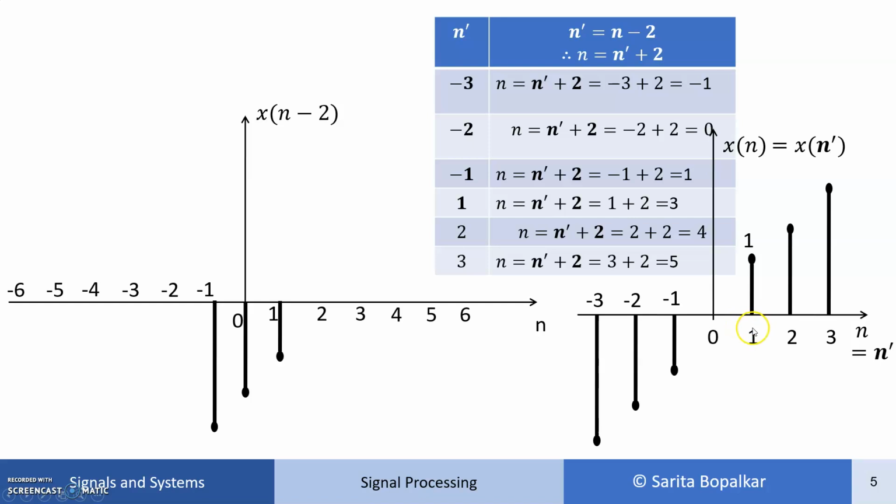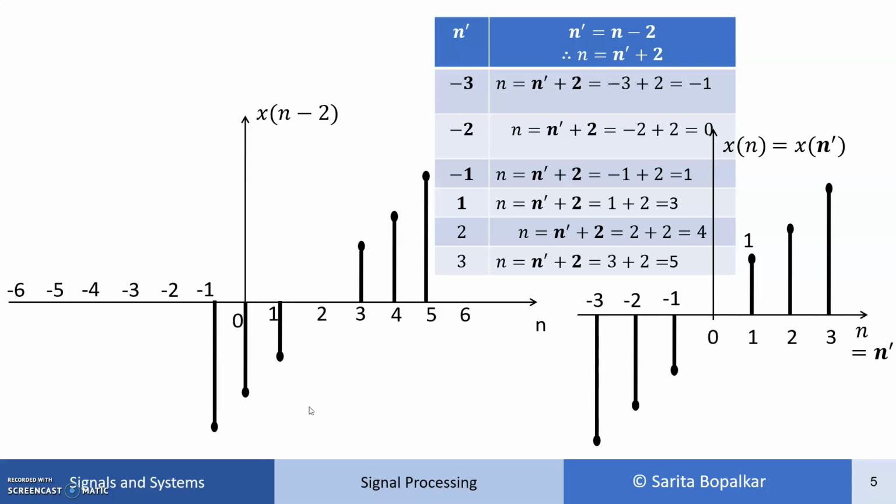Similarly, now you can tell n dash is equal to 1 gets shifted to n is equal to 3. N dash is equal to 2 gets shifted to n is equal to 4. N dash is equal to 3 amplitude gets shifted to n is equal to 5. So this whole sequence gets shifted towards the right by 2 time units. So this is the shifting operation or delay operation of a sequence for continuous time and discrete time both.